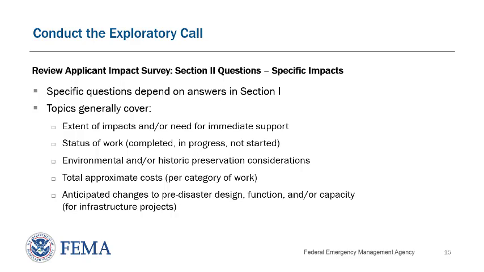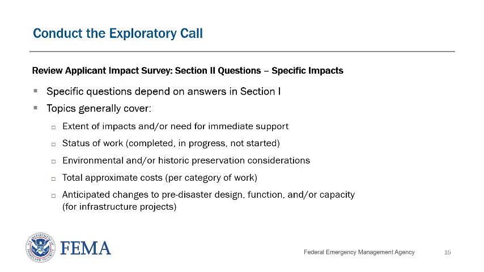Section 2 includes more detailed questions about the applicant's specific impacts. The exact questions in this section will depend on their responses in the previous section, but the topics generally cover the extent of impacts and/or the need for immediate support, the status of the work, whether it's completed, in progress, or not started yet, the specific environmental and/or historic preservation considerations, such as proximity to water, whether or not any undisturbed ground would be affected by the proposed repairs, the age of the damaged facilities, and a few others. Also, it asks about total approximate costs, both for emergency and permanent work categories.